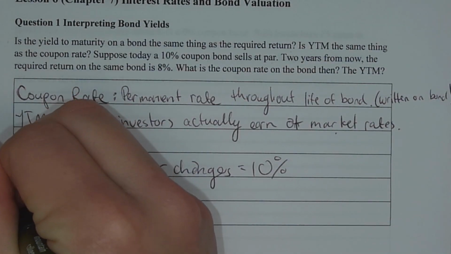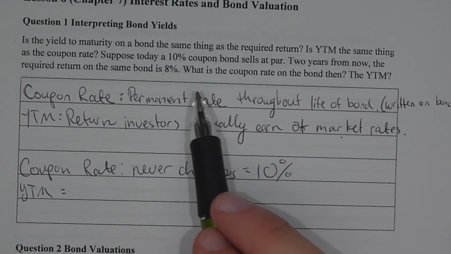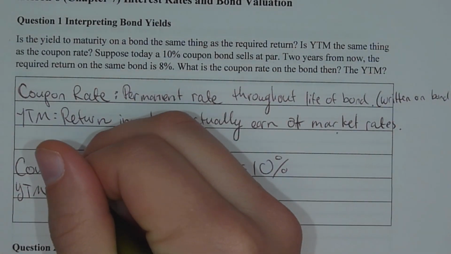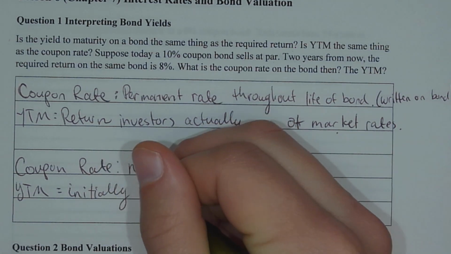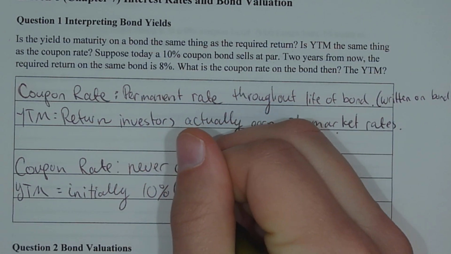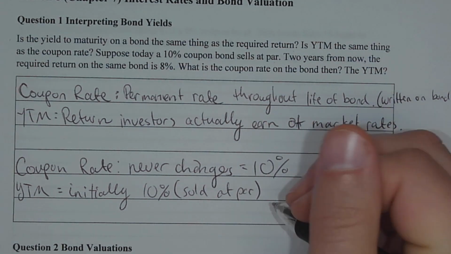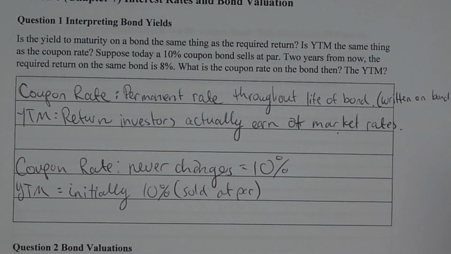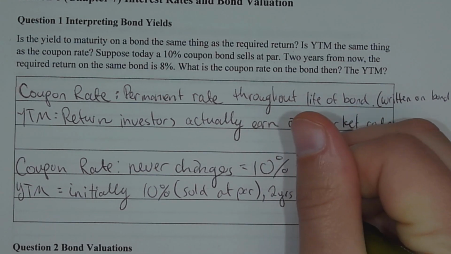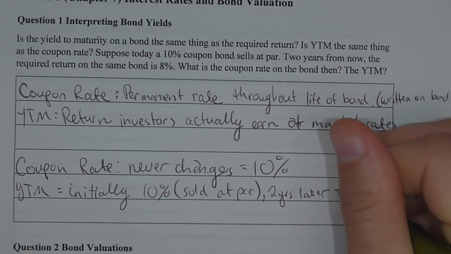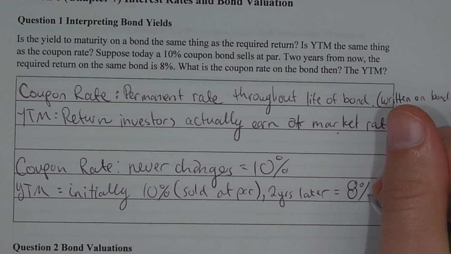But the yield to maturity, if the market is now at 8%. Initially, it was 10% because it sold at par. When it sells at par, that means there's no discount, no premium on the sale. But 2 years later, if it's sold again, it will be sold at 8%.